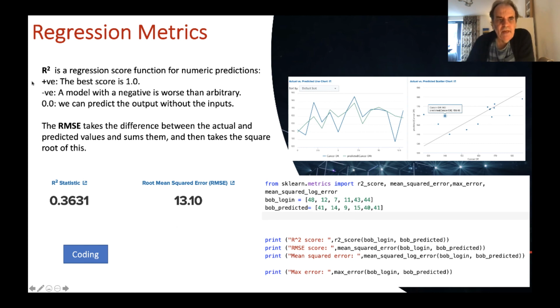The other one we have is what's called the root mean squared error, and that's really taking all the errors between our predicted values. If this is predicted and that's actual, it'll take the difference and then square it, sum all the squares, take the square root, and we'll get this value here. In this case, here's an example. We can see here this is Bob's login, and then Bob's predicted value here. We can then get an R2 score for the difference between them, and a mean squared error, and so on.